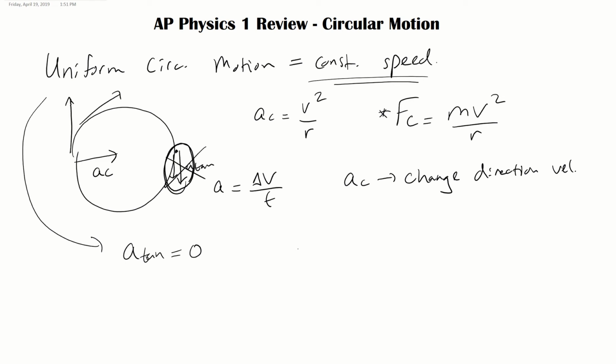So if they ever ask us to find the total linear acceleration, we know that normally linear acceleration comes from both centripetal and tangential, but if we're talking uniform circular motion, there is no tangential acceleration.